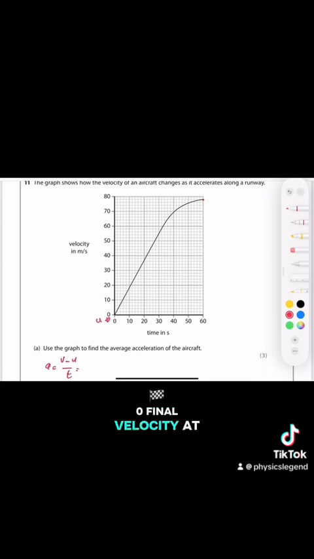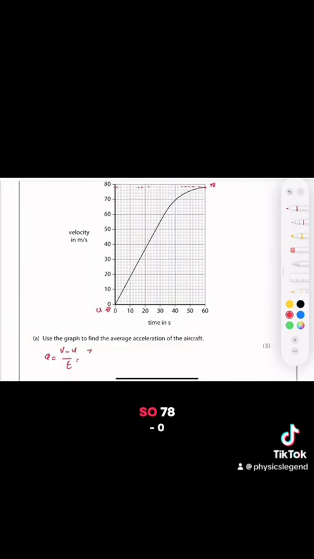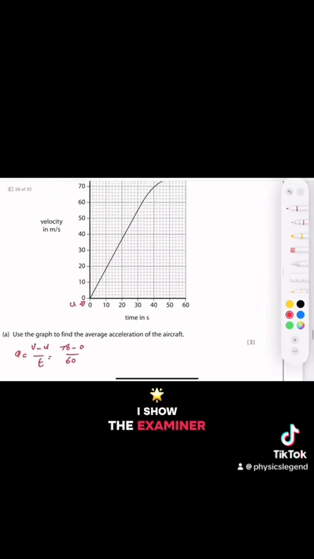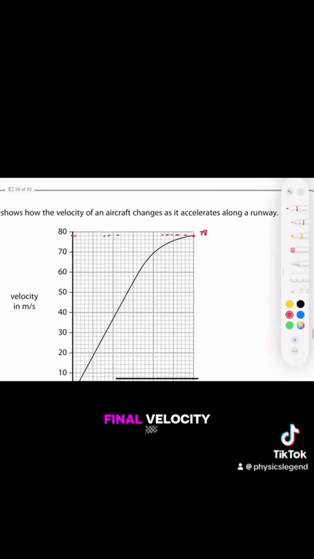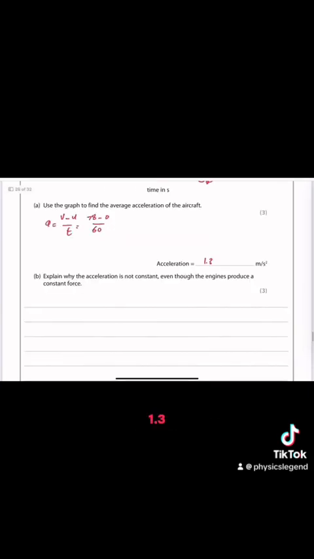The final velocity at this point, if you zoom in, is approximately 78. So 78 minus 0 divided by 60. So the acceleration here is 1.3, and I already get 3 marks. I show the examiner the value of the final velocity, which is 78, and the total time taken, which is 60 seconds, and the final answer after working out, 1.3.